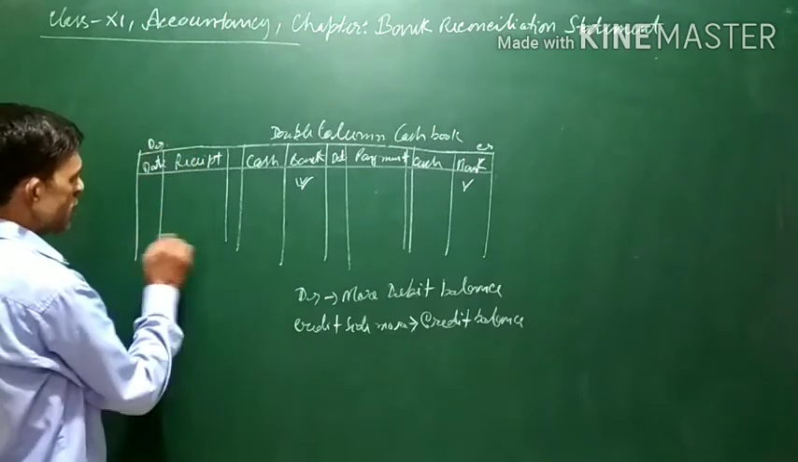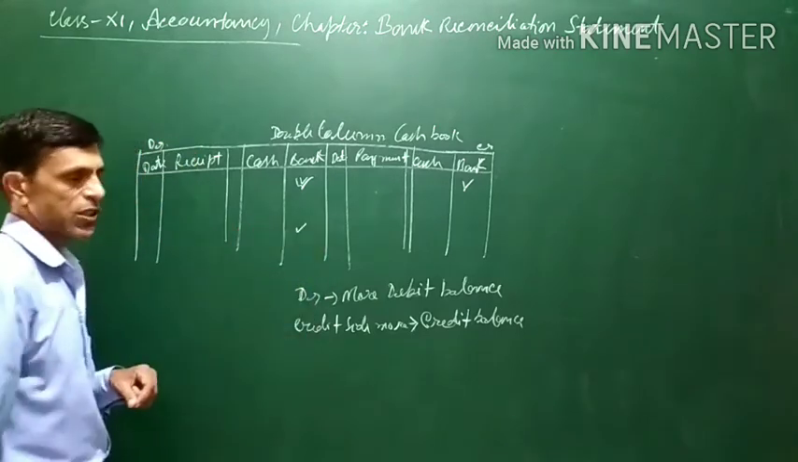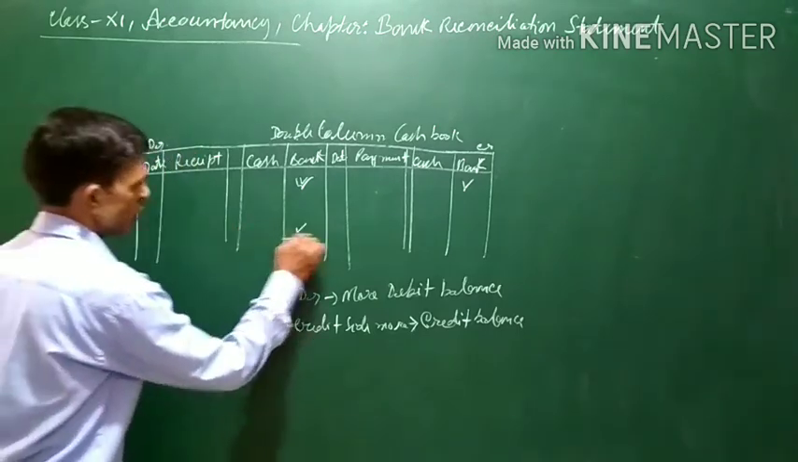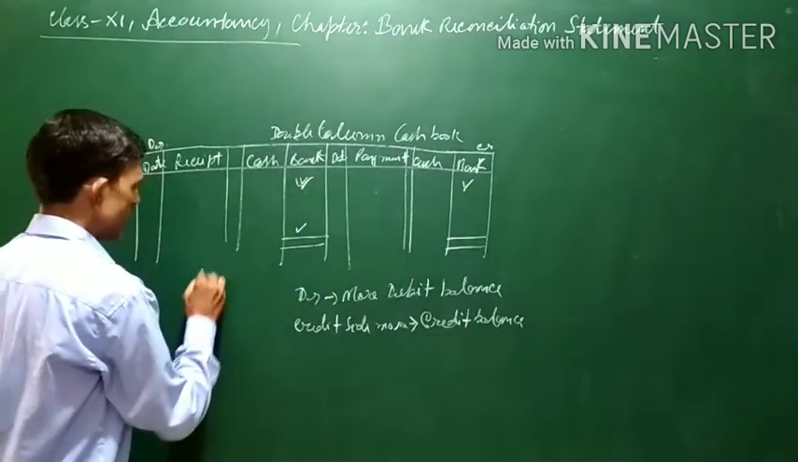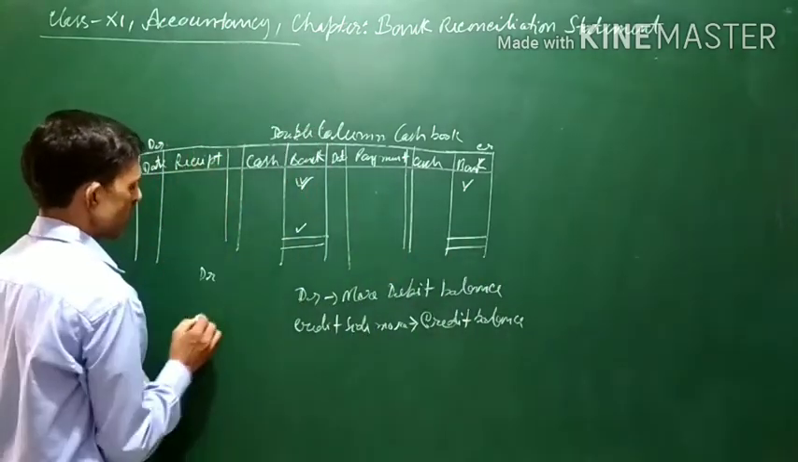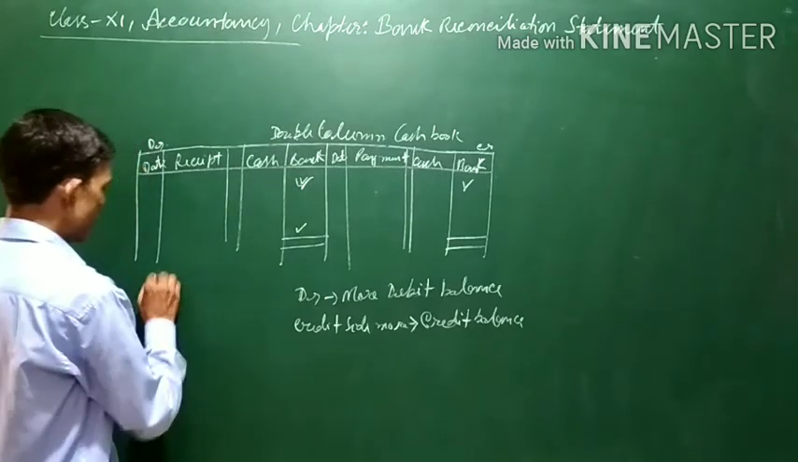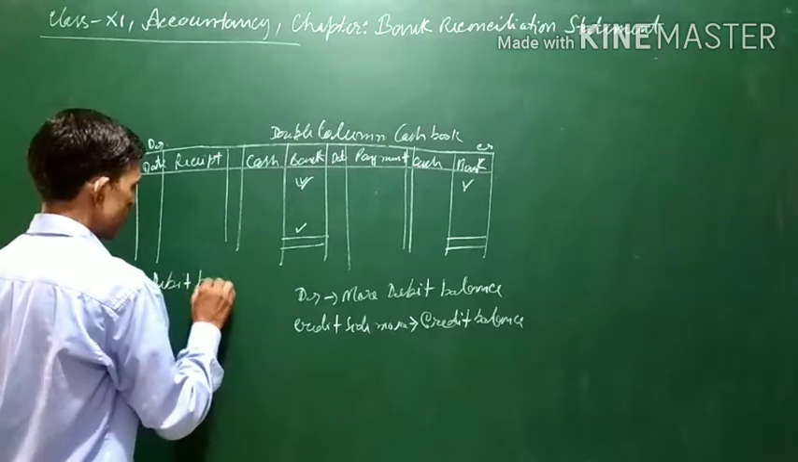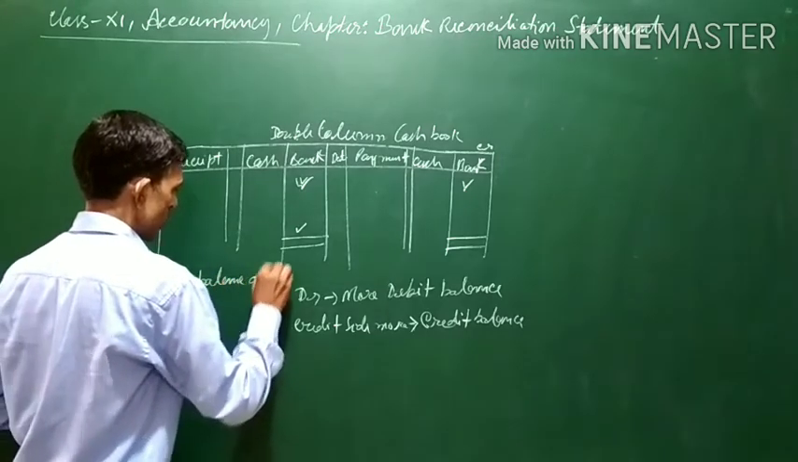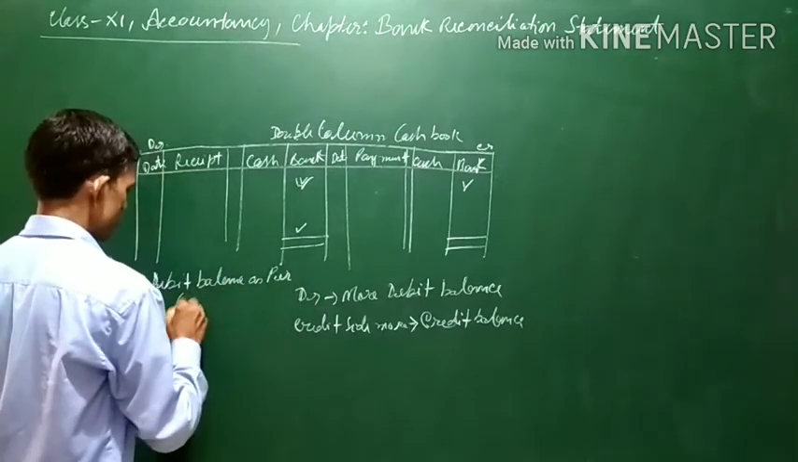Now suppose this side is more. This is the debit side. So this side is in excess. Then it will be known as debit balance as per cash book.